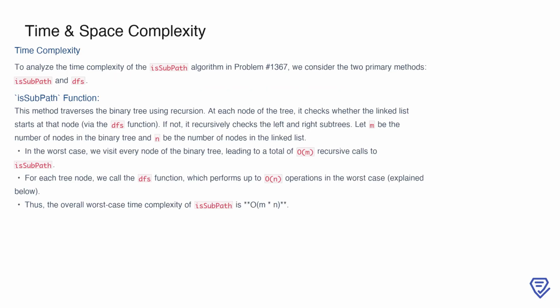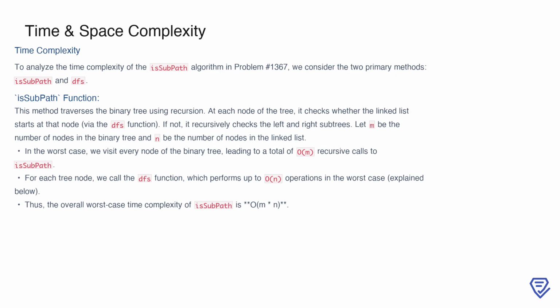To analyze the time complexity of the isSubpath algorithm, we focus on two primary methods, the isSubpath function and the DFS function. Starting with isSubpath, this method traverses the binary tree recursively, checking whether the linked list starts at each node via the DFS function. If it doesn't match, it moves to the left and right subtrees.